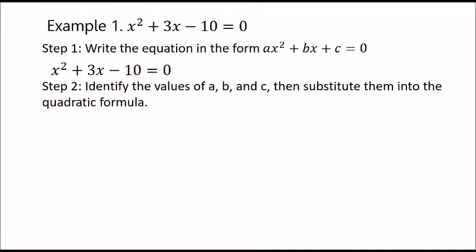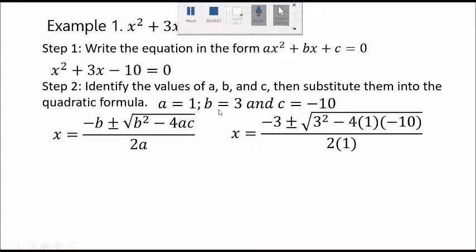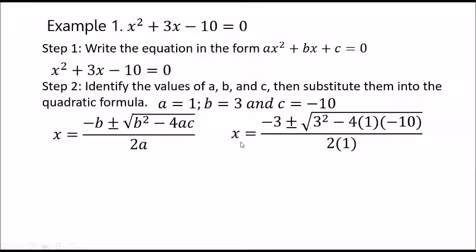Step 2, identify the values of a, b, and c, then substitute them in the quadratic formula. So our a is equal to 1, b is equal to 3, and c is equal to negative 10. So this is our quadratic formula. Pag sinubstitute natin, ito na yung ating equation. X equals negative 3 plus and minus the square root of 3 raised to 2 minus 4 times 1 times negative 10 all over 2 times 1.